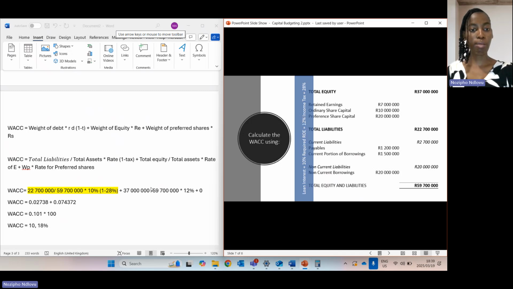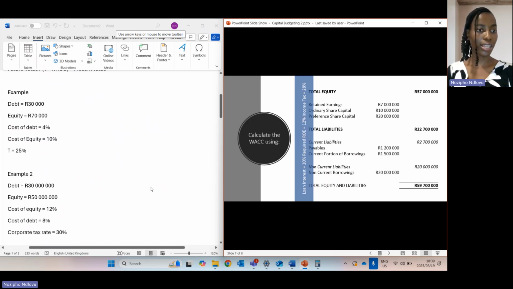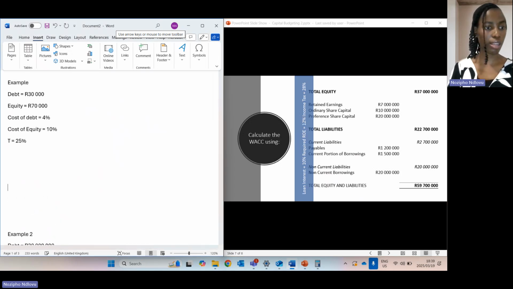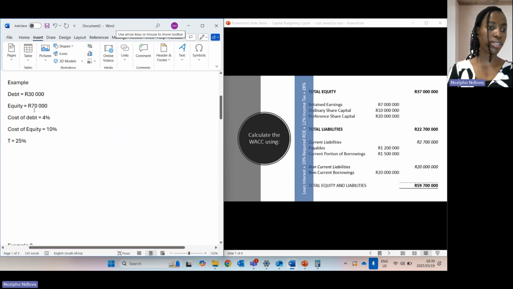I hope this helps. We can also look at other examples. Let's see. When we're looking at this one, if we can get answers for this. I have a few examples that I put here. Okay, we're looking at the debt. We're given debt to be 30,000, the equity to be 70, the cost of debt to be 4%, the cost of equity to be 10%. Can we calculate this? Definitely.